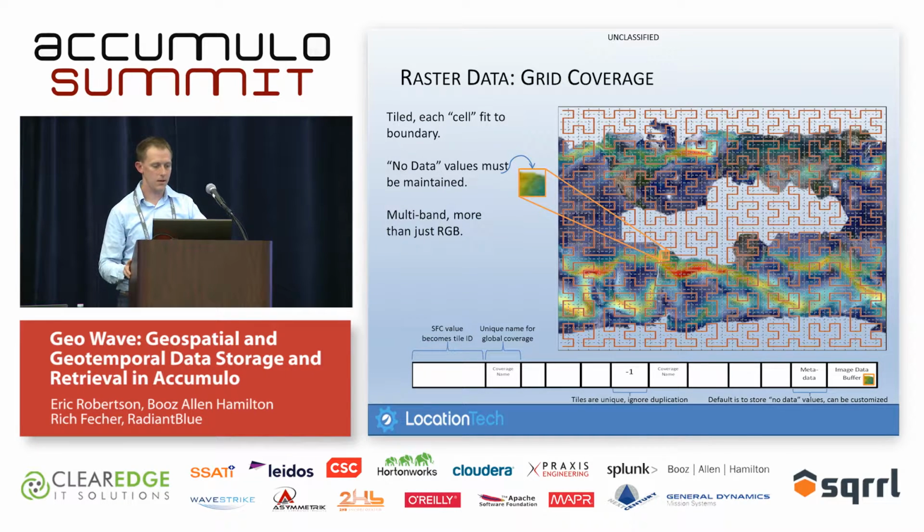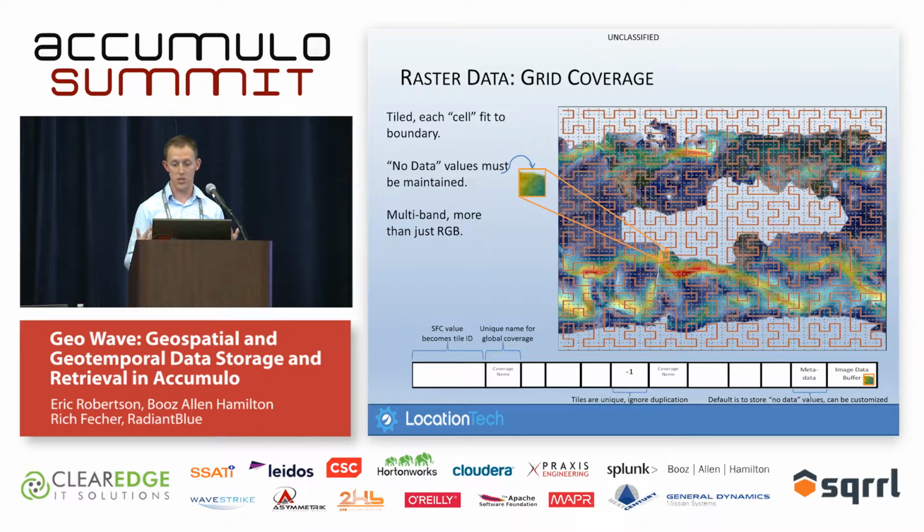Then there's raster data, and that's similar, but it's inherently gridded. So the space filling curve represents a tile of data, and for the adapter we have the concept of coverage. You define a unique coverage for a global raster data set that you want to store. Because tiles are unique, we can ignore duplication. We tile the data straight up. But if you are constantly collecting over the same area, we do allow the concept of merging tiles together.